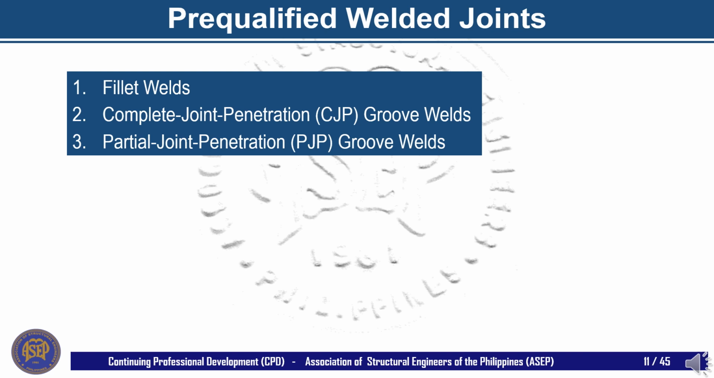If the engineer specifies a joint or a weld that has not been pre-qualified, it is necessary for the welders to go through the qualification process to develop a new qualified welding procedure. Listed here are some commonly used pre-qualified welded joints, and we have the fillet weld, the CJP weld, and the PJP groove weld.